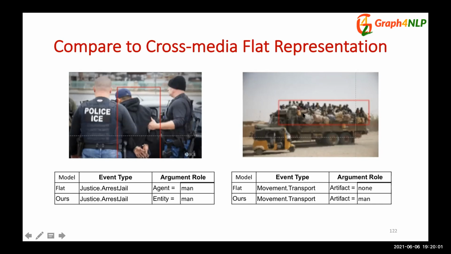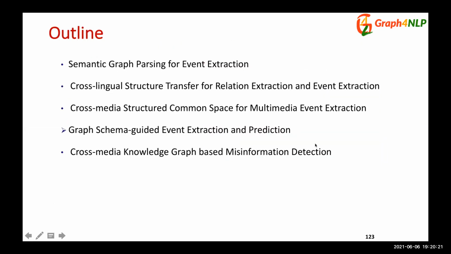And the structure can also help us in the cases where the bounding box is very vague, or when we have a crowd of people, it's hard to determine which box is aligned to which entity. So for example, here we can identify this whole group as artifact, which is missing in the flat representation. Okay, so that means we can improve the portability.